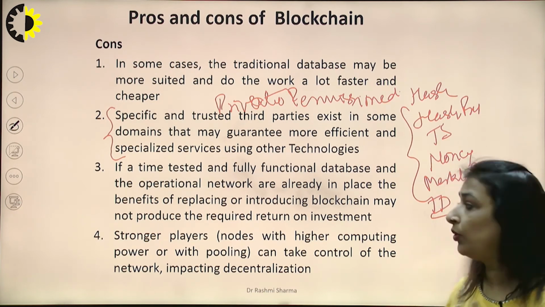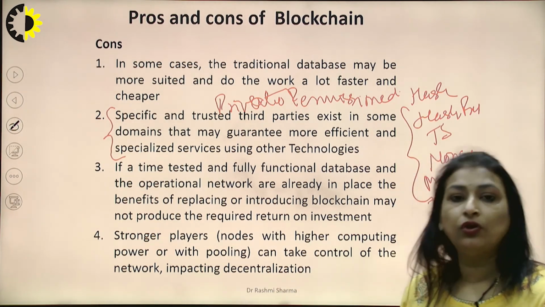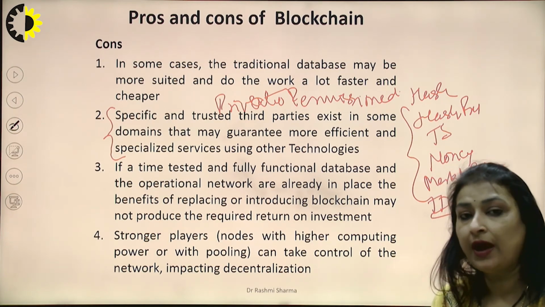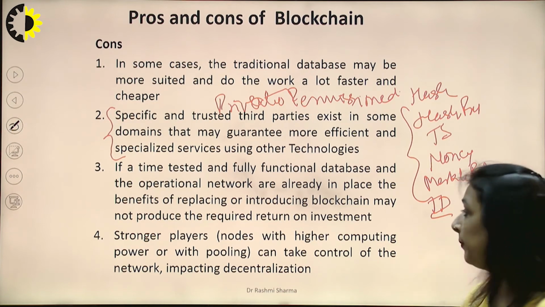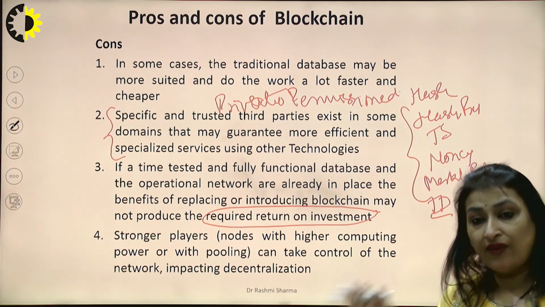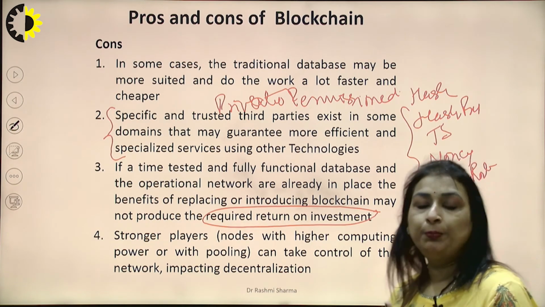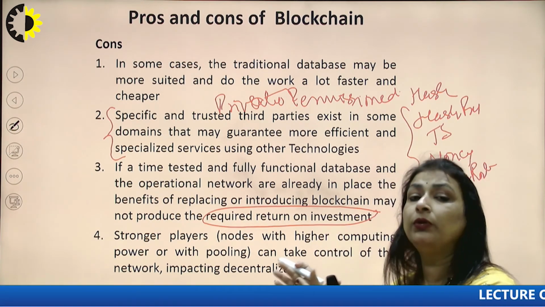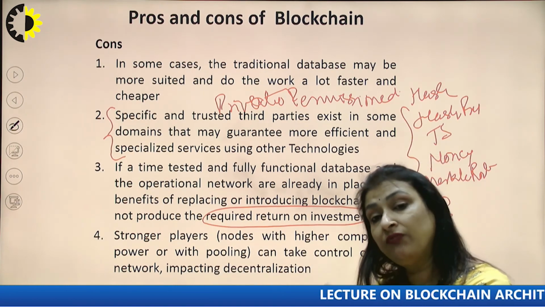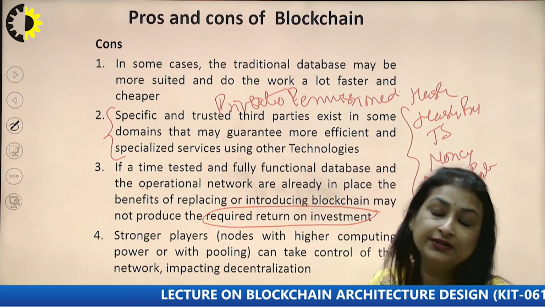So if a time tested and fully functional database is not creating any problem, then why would we introduce a blockchain, when a whole lot of technology would be changed, and we require more investment and more people to be hired? Do we get the ROI, return on investment, in that application which is working fine? If the banking system of, assume, PNB is working very fine, why would they go to this blockchain environment if everything is working fine on their end?